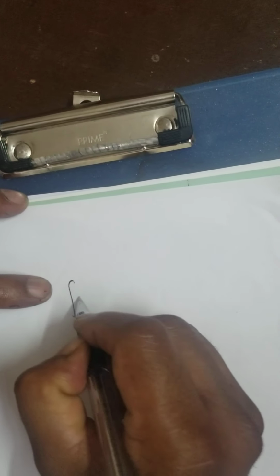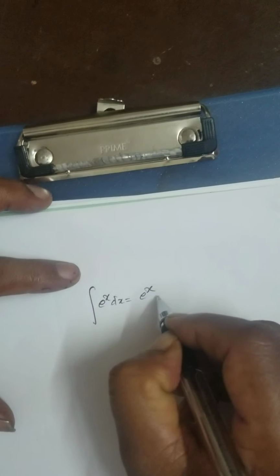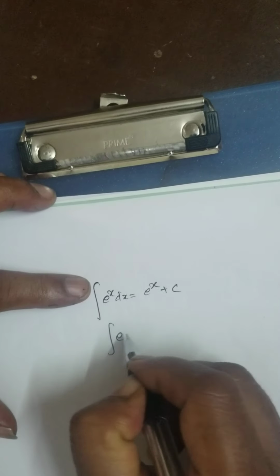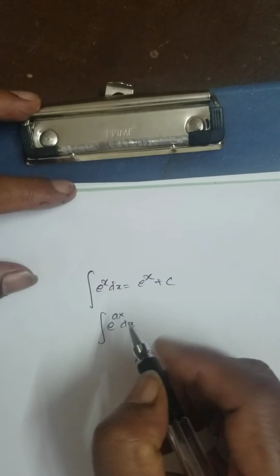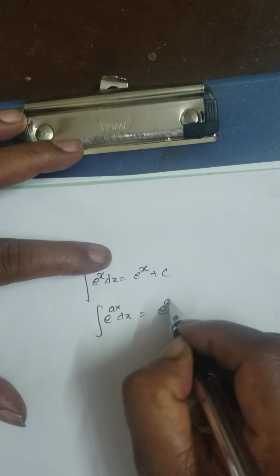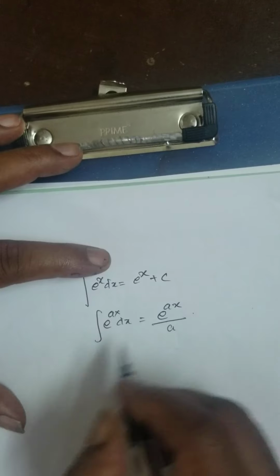See, integration of e to the power of x dx is equal to e to the power of x plus some constant. But integration of e to the power of ax dx, integration of e to the power of ax, you write e to the power of ax divided by the coefficient of x, which is a. You understood? This is the only thing.